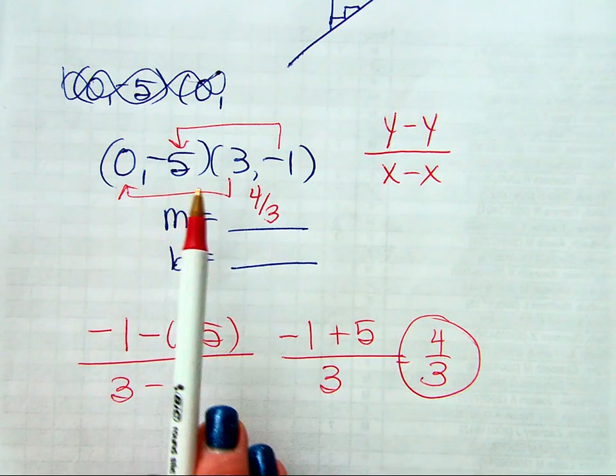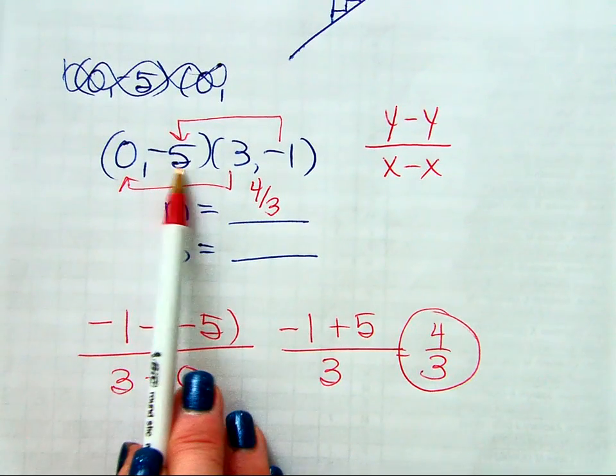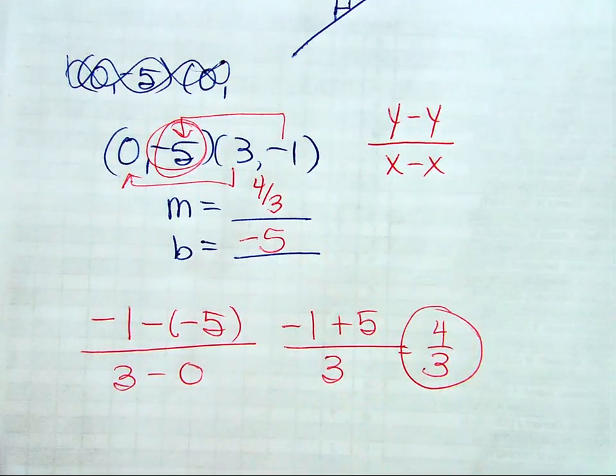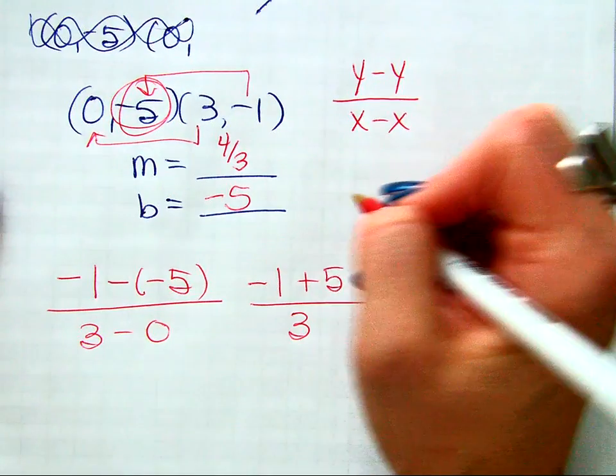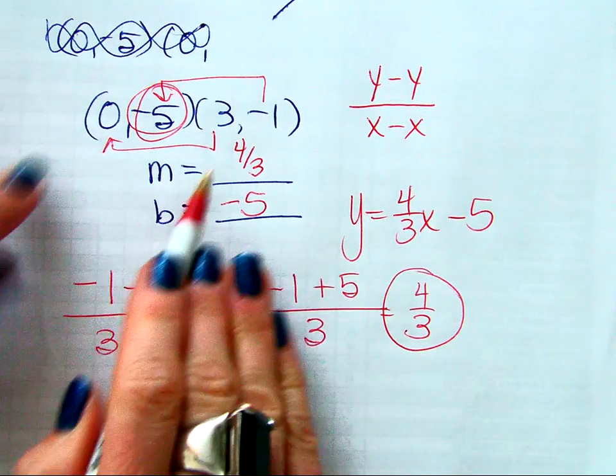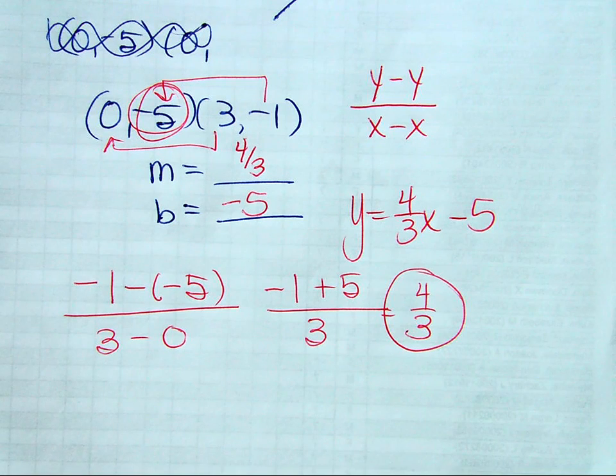Yeah, the one with the 0. If your x-coordinate is 0, that means your vertical or your horizontal movement, rather, is nothing. Which means you moved 5 down, which means your y-intercept must be negative 5, right? So now you know that you can write 4/3 x minus 5 just from looking at those 2 points.